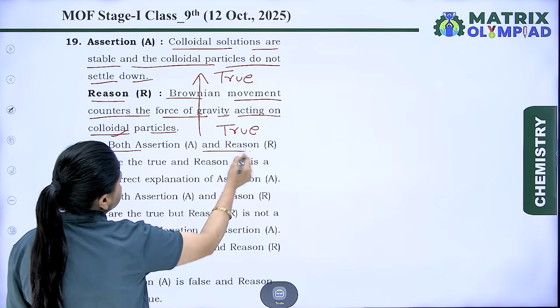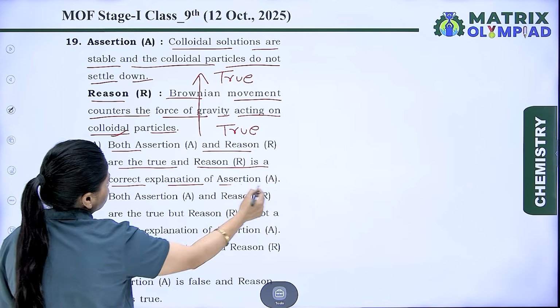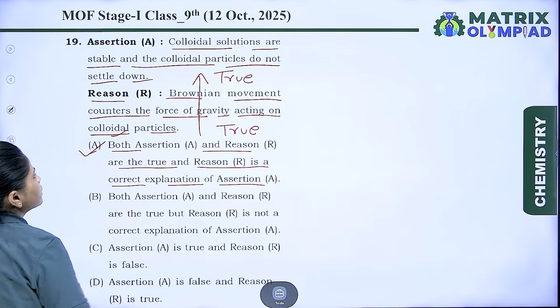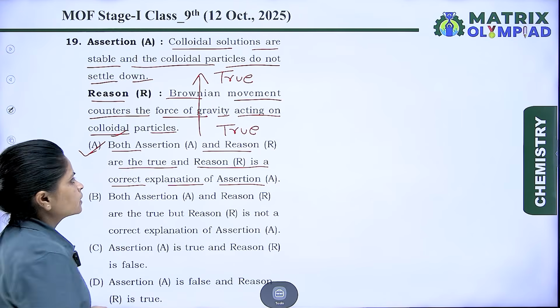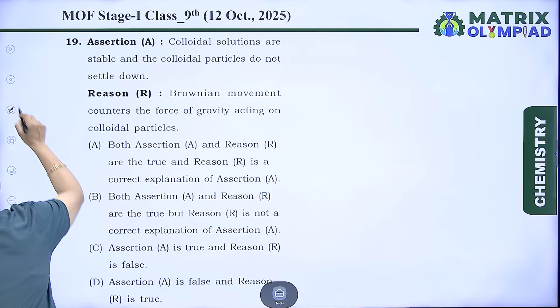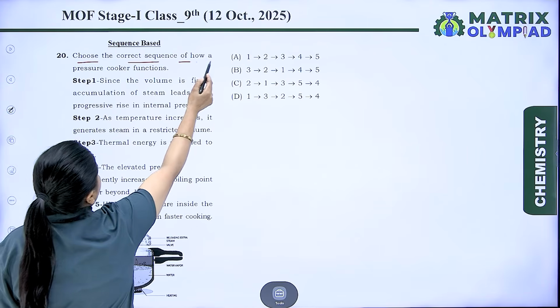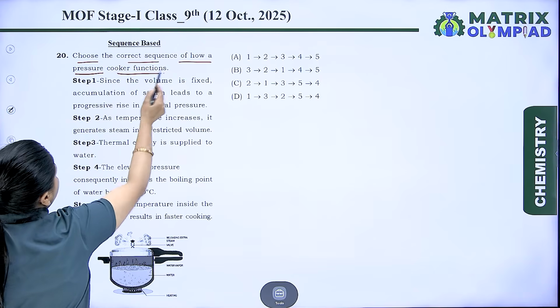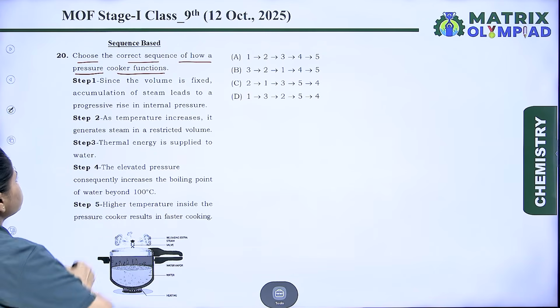Both assertion and reason are true, and reason is a correct explanation of assertion, and this is the correct option or correct answer for this question. Now, let's take the next question. This is sequence based. Choose the correct sequence of how a pressure cooker functions. And there are 5 steps given.